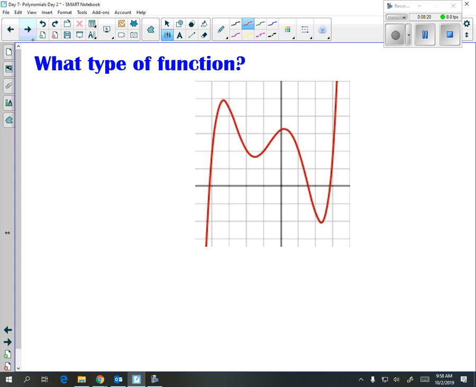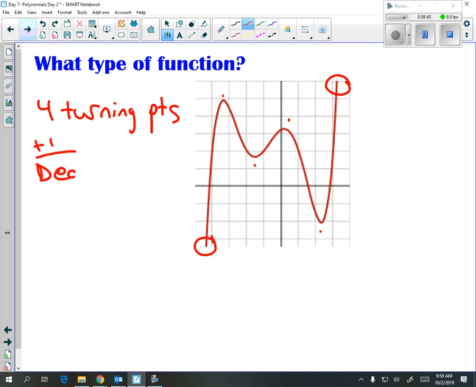This type of function, your arrows go in opposite directions, so you're going to have an odd degree. I have 1, 2, 3, 4 turning points. Well, add 1 and you get a degree 5. So it has to be a quintic.